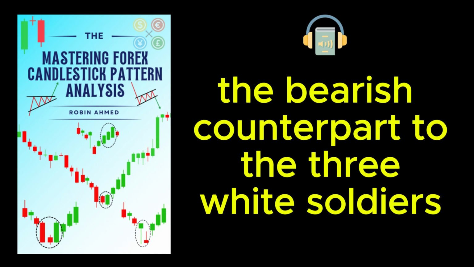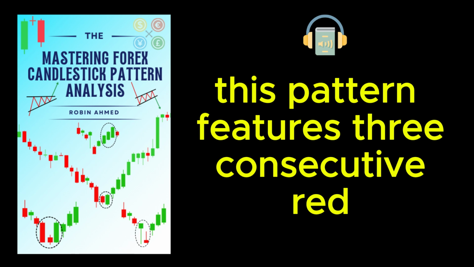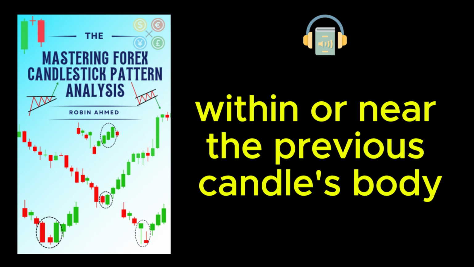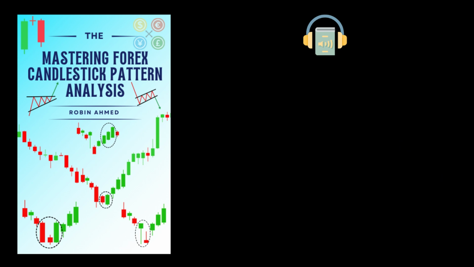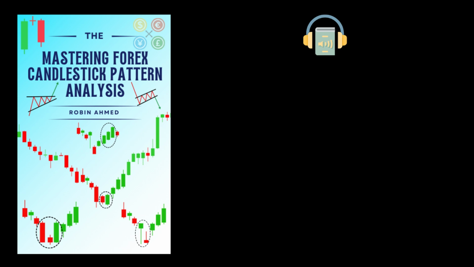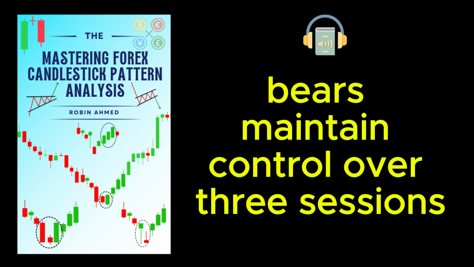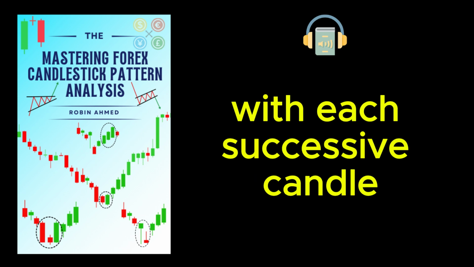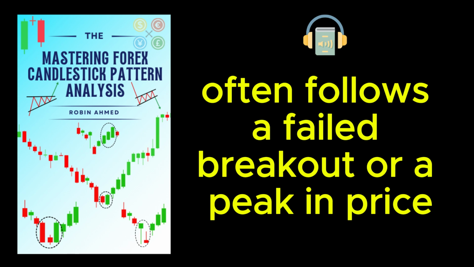Definition: the bearish counterpart to the 3 white soldiers, this pattern features 3 consecutive red, bearish, candles and suggests strong downward momentum. Structure: each candle opens within or near the previous candle's body. Each closes lower than the last. Small or no lower wicks, showing consistent selling pressure. Psychology: bears maintain control over 3 sessions. Confidence in selling increases with each successive candle. Often follows a failed breakout or a peak in price.